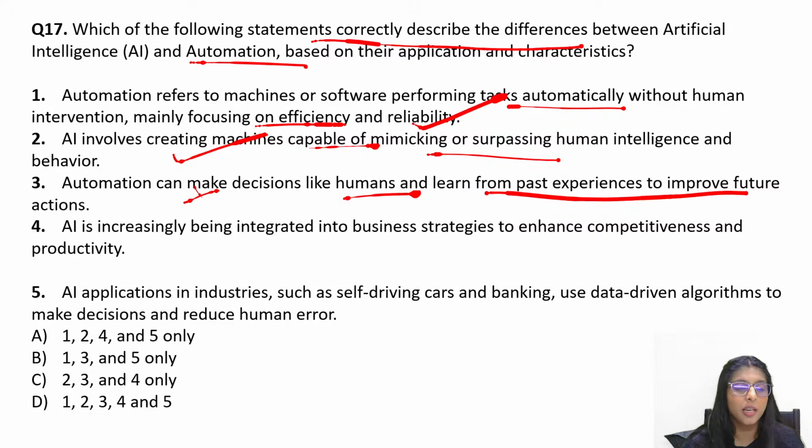Automation is like repeated work. It is rule based. If X happens, do Y. The decision-making is done by artificial intelligence. It is incorrect. AI is increasingly being integrated into business strategy to enhance competitiveness and productivity. It's correct. AI applications in industries such as self-driving cars and banking use data-driven algorithms to make decisions and reduce human error. It's correct. Which are the correct statements? One, two, four, five are correct. That is option A is the right answer.